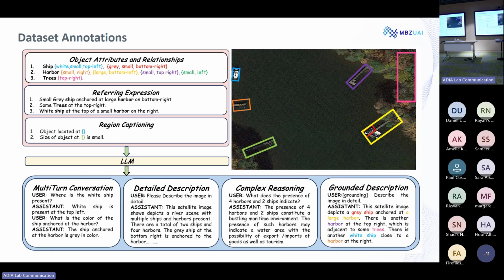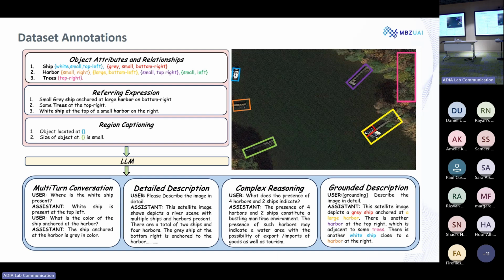For example, we can say there is a small gray ship anchored at the harbor at the bottom right, and we can similarly say some trees are located at the top right of the image. So we will have these short sentences for this whole image, and now we will use those short sentences to prompt an LLM to mimic this conversation, where the LLM will generate a question and also answer the question based on the information we have provided.